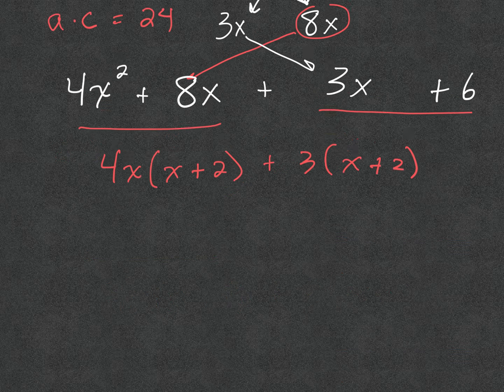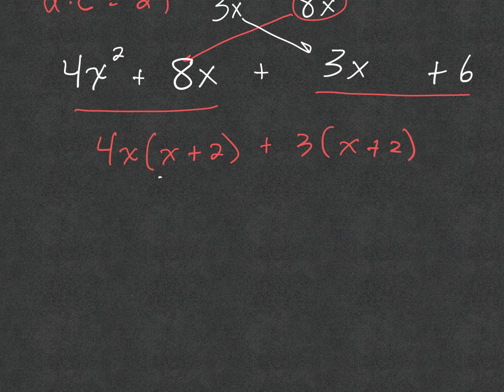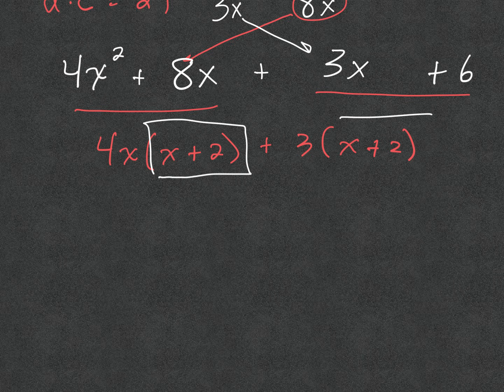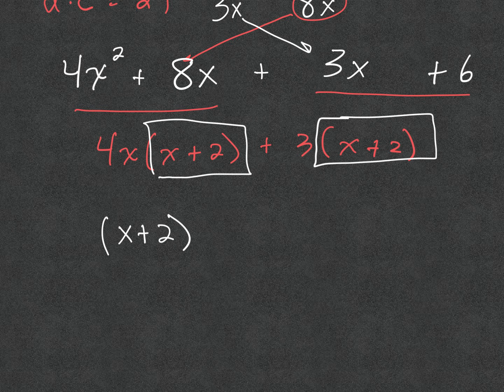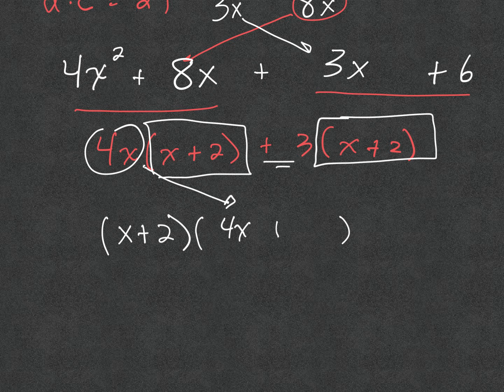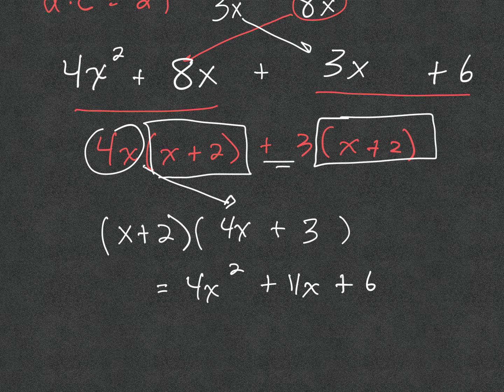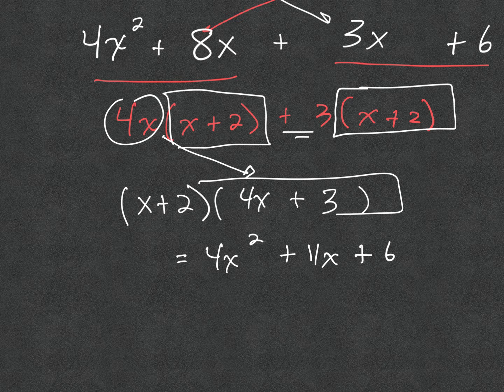Okay, great. Did you get this far? Now, what can we factor out of both of these? This binomial, parentheses, x plus 2. Great. Now, we're going to have another set of parentheses. The 4x comes down. Come on down, 4x. And then we have that plus 3. Okay? And that is going to give me the same as 4x squared plus 11x plus 6. All right, factor by grouping, factor by grouping.